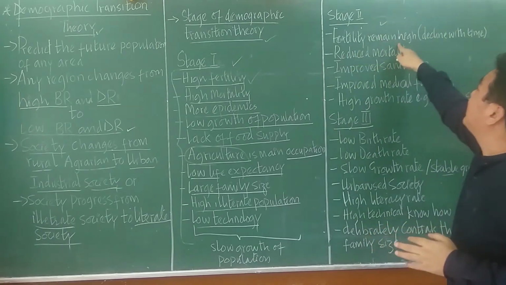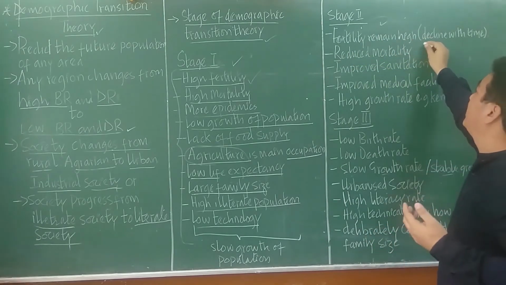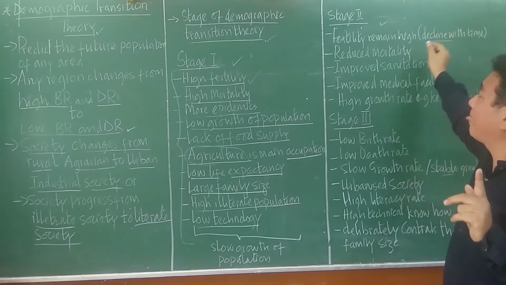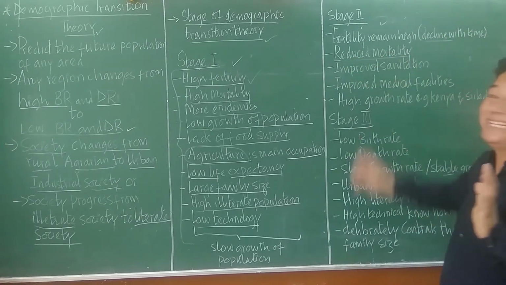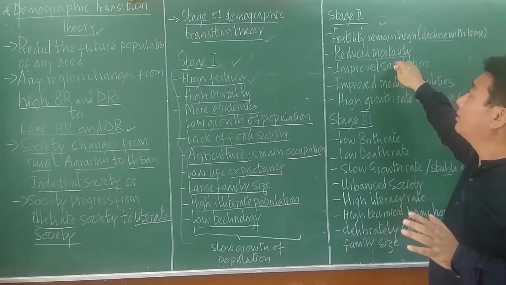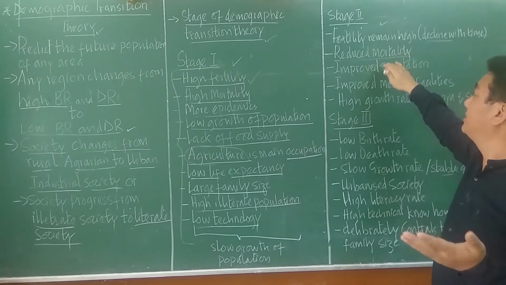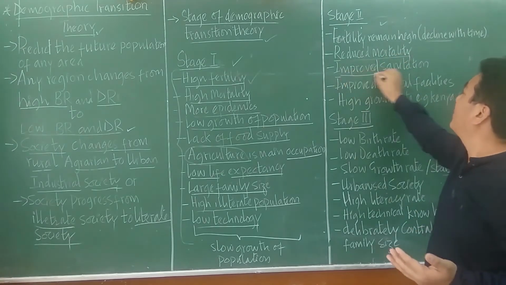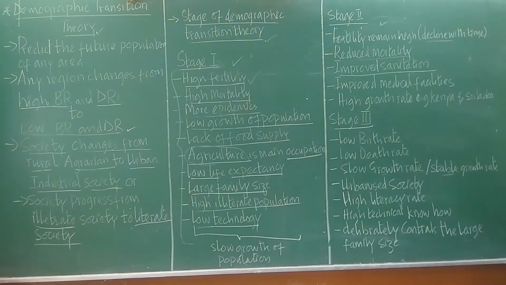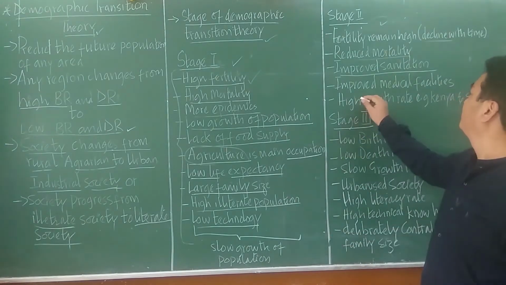And in the second stage, what happened? Fertility will remain high, the birth rate will remain high, but with the passage of time it declines. And reduced mortality. Mortality, the death rate, will get down. Why it's getting down, you will understand later. That is because of improved sanitation.